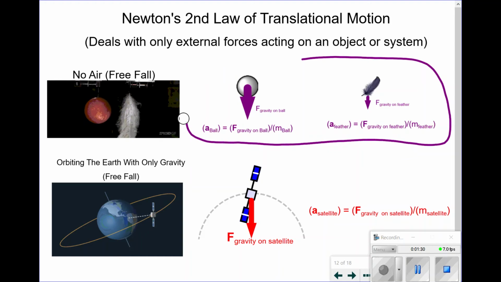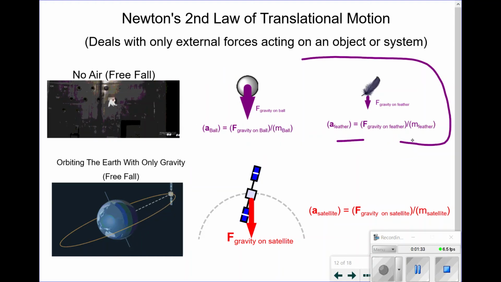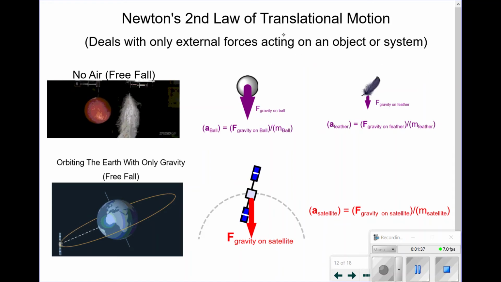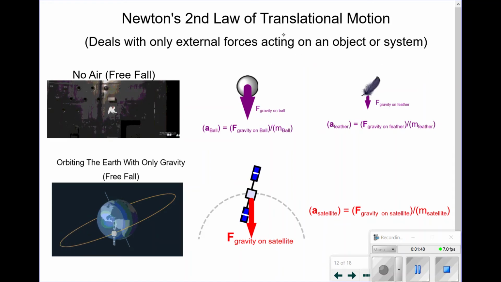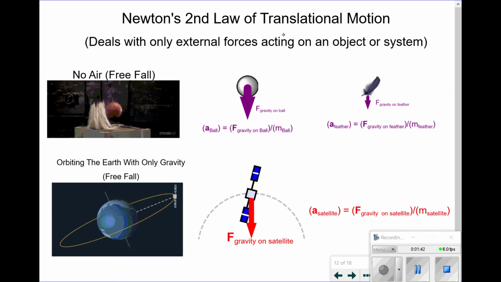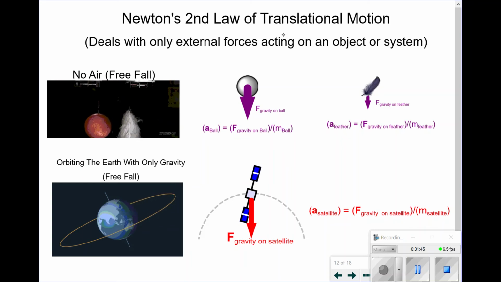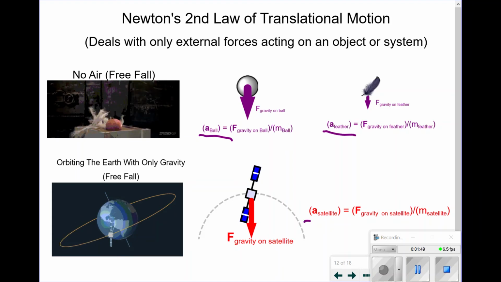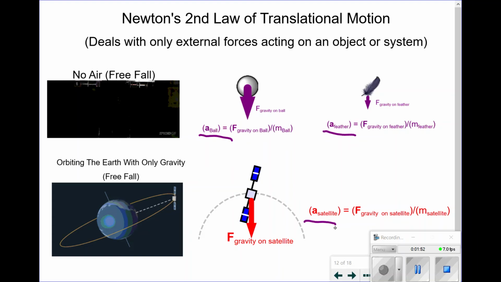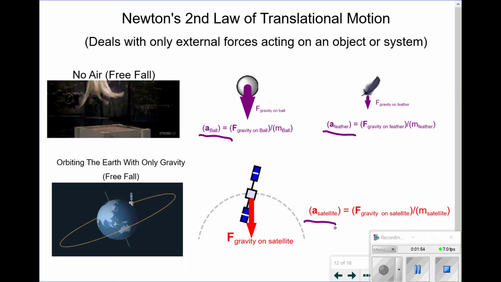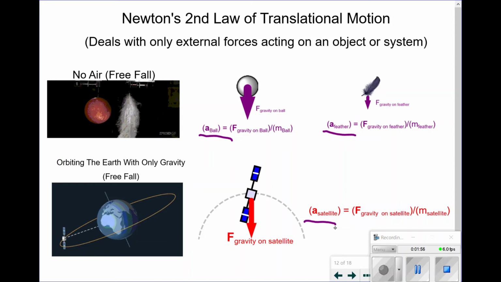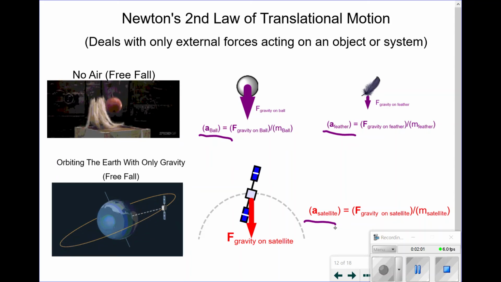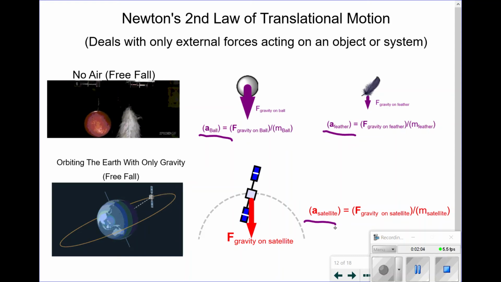But we can find the acceleration of all these objects through Newton's second law, where the force of gravity acting on the object divided by the mass of that object is in fact the acceleration caused by gravity. And just like the acceleration of the ball and feather, the acceleration of the satellite really will be independent of the mass of the satellite, for the very simple reason that the acceleration due to gravity is independent of the mass of the objects that are falling.